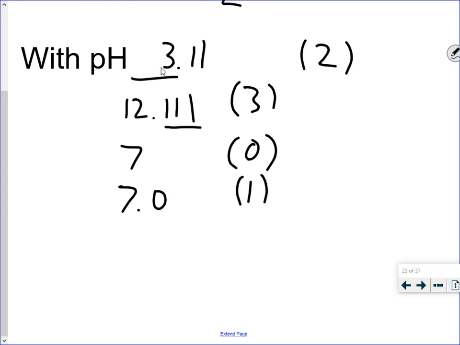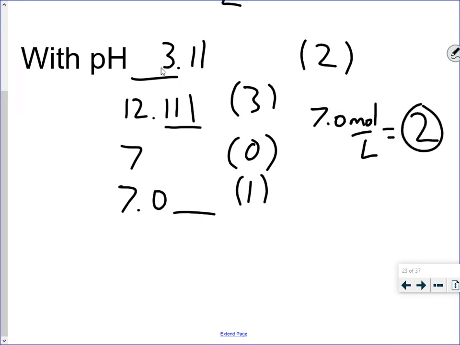Now you have to be very careful. pH doesn't have a unit. There's no unit to pH. If you saw 7.0 moles per liter, that is not pH. That is concentration, and normal sig-fig rules apply. So screwy sig-fig rules apply for pH and pOH, not for concentration.